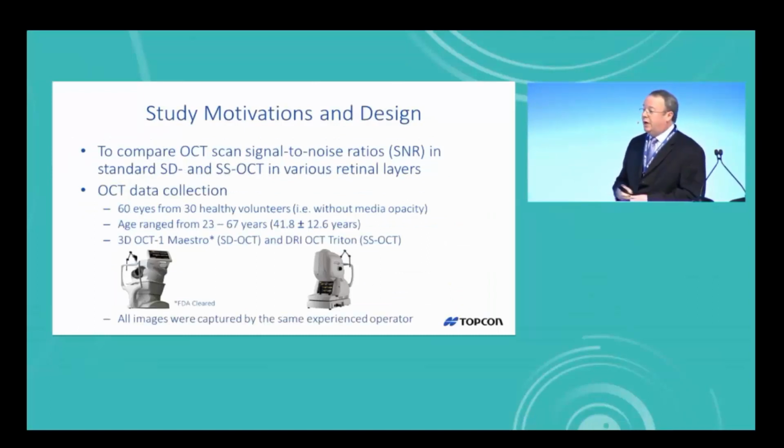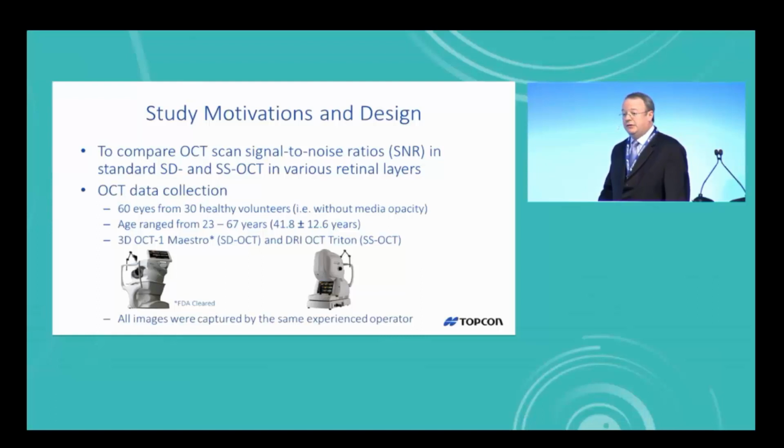So we wanted to objectively quantify the effect of SNR differences between spectral domain and swept source. As I showed in the previous slide, there were qualitative images. We've seen many qualitative comparisons over time, but we think this is the first, or one of the first, objective comparisons between the two image data. So we went about collecting data using the Maestro system as well as a Triton system. So Maestro's spectral domain, Triton is swept source.